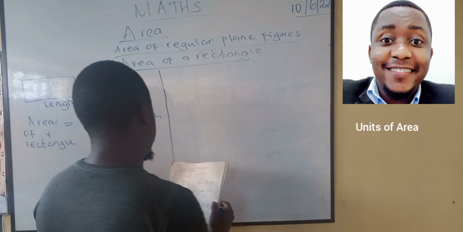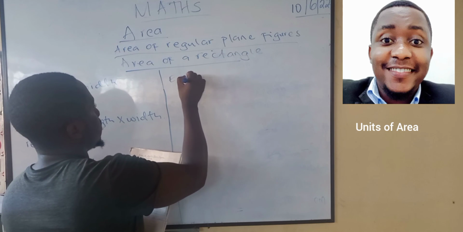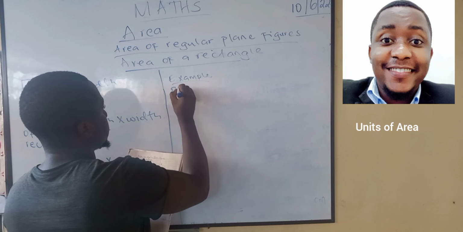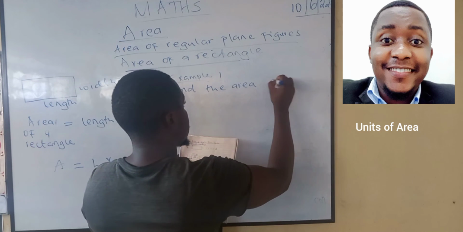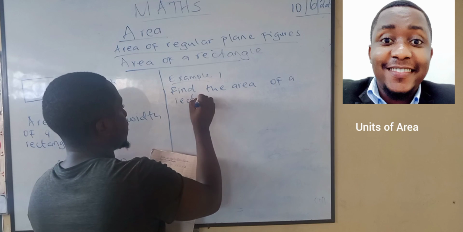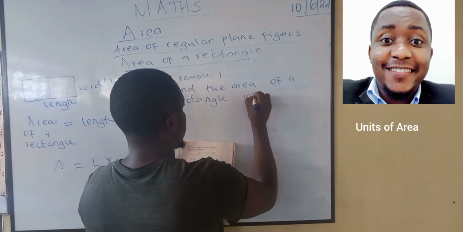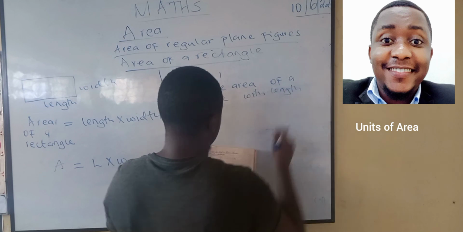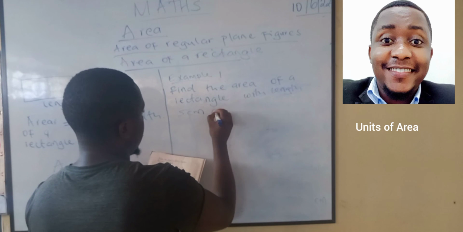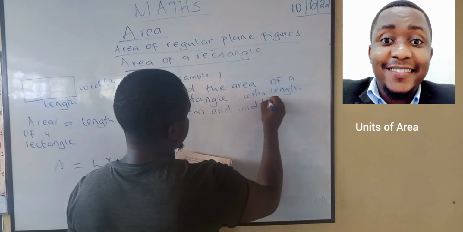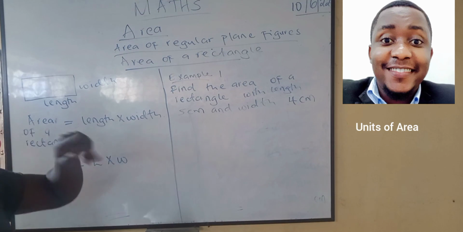Example: find the area of a rectangle with length 5 centimeters and width 4 centimeters.